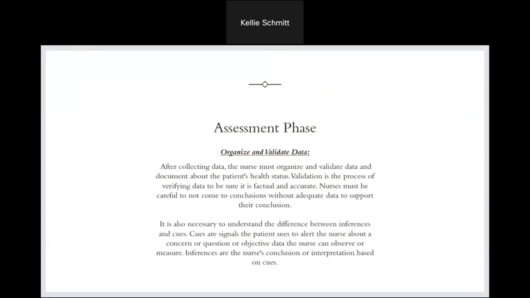After collecting data, the nurse must organize and validate data and document about the patient's health status. Validation is the process of verifying data to see if it's factual and accurate. Nurses should not make assumptions or come to conclusions without accurate data to support.